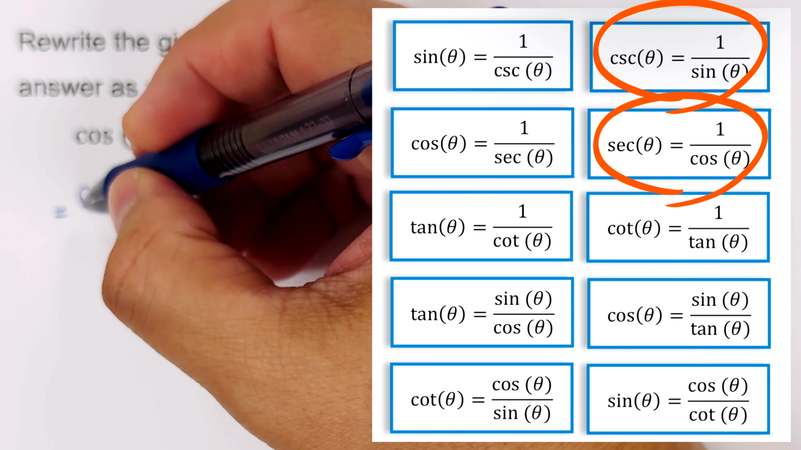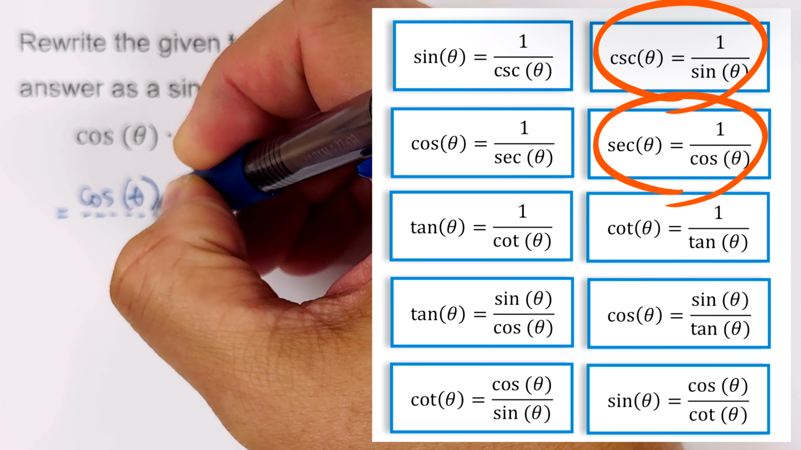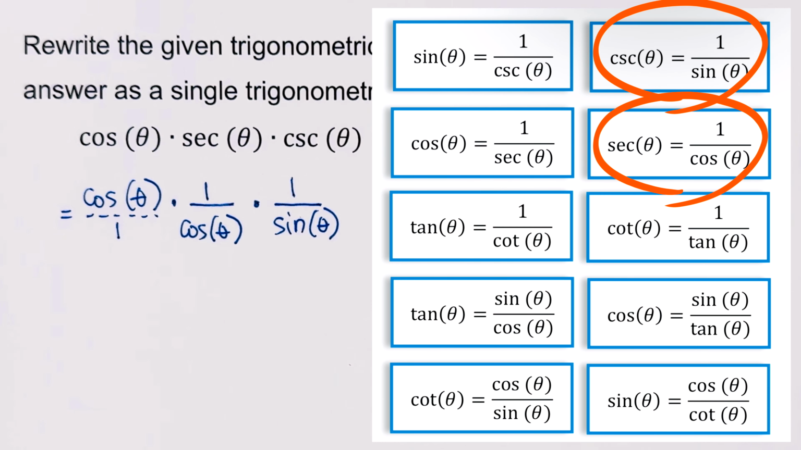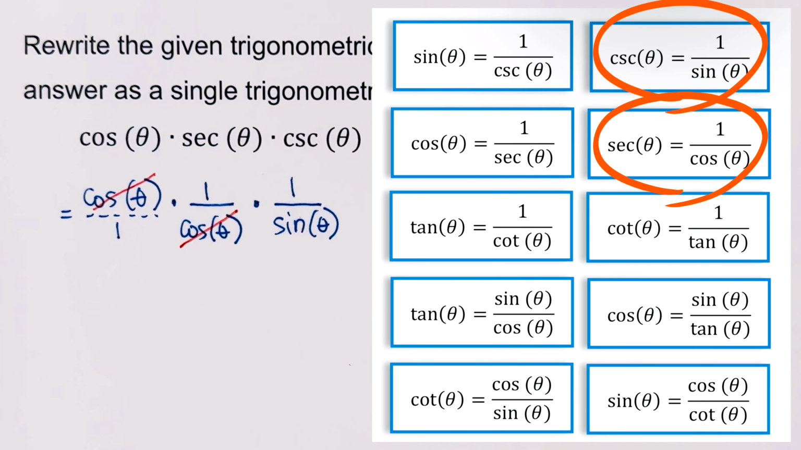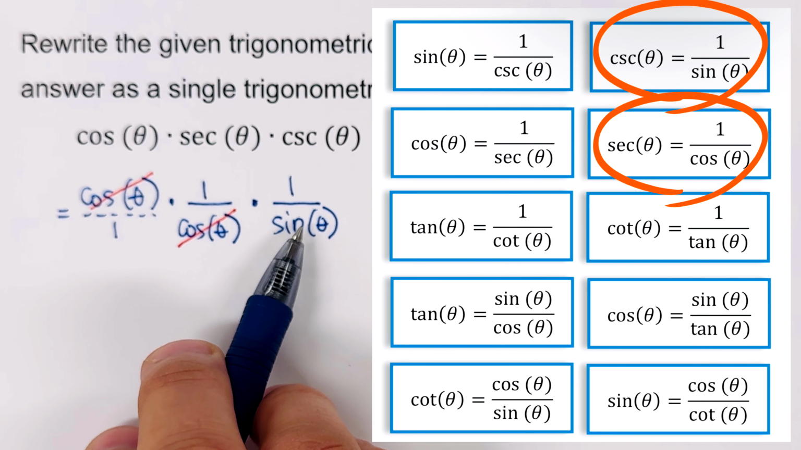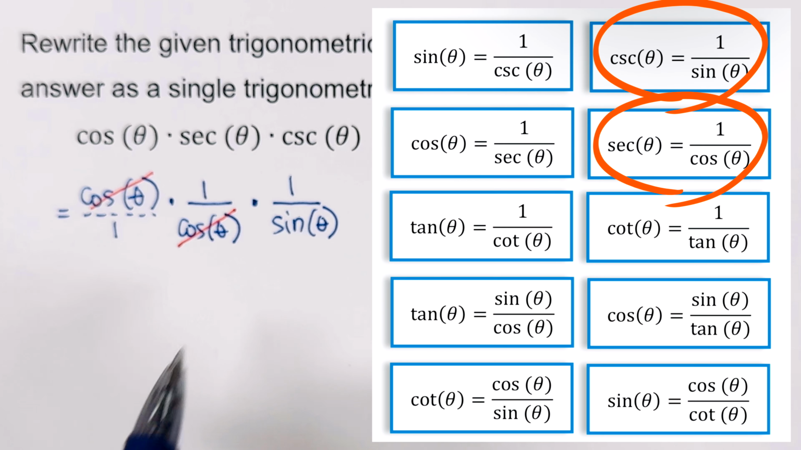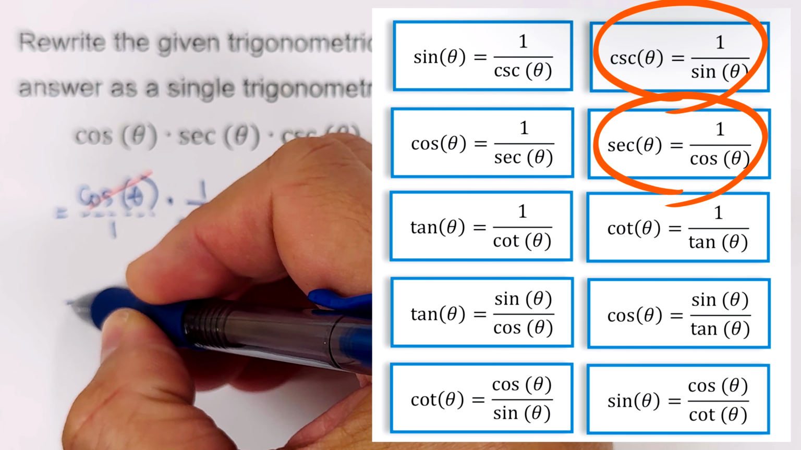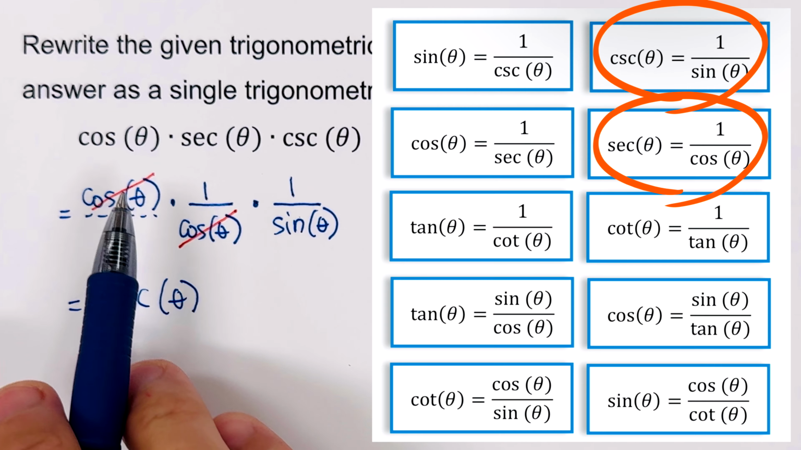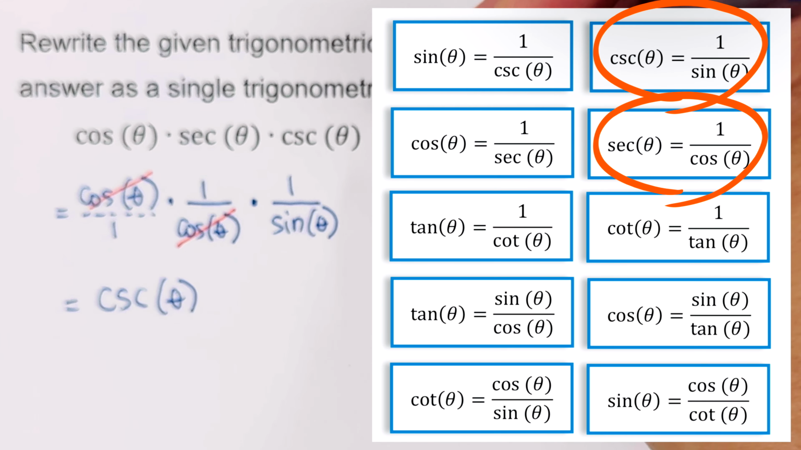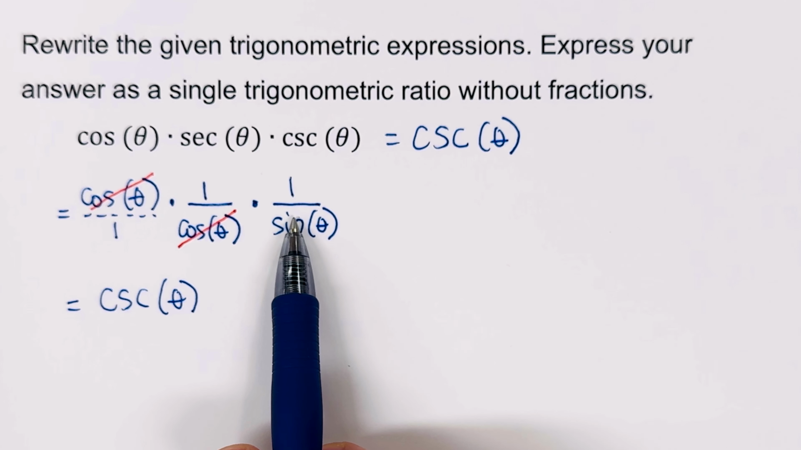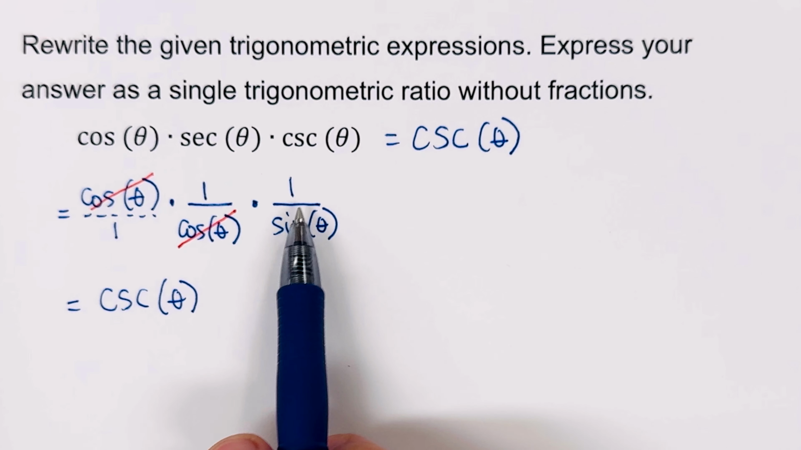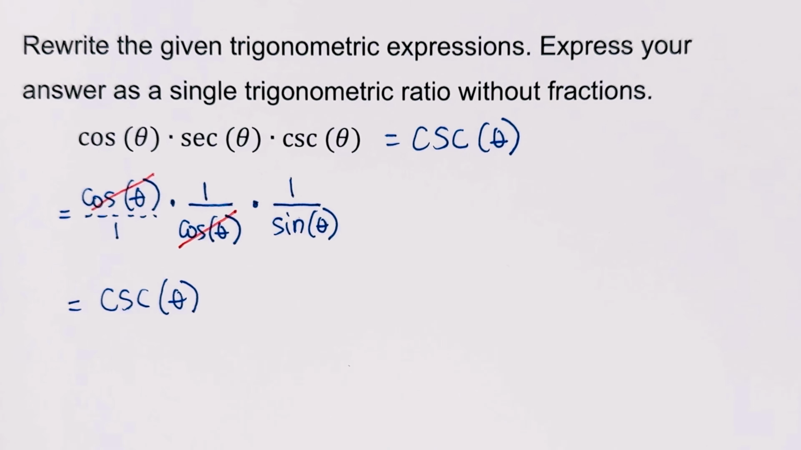This cosine theta right here has an invisible denominator of 1. So we can go ahead and cross out cosine and cosine. So we are left with 1 over sine, which is pretty much cosecant of theta. So this means that this whole thing is cosecant of theta. We cannot have 1 over sine of theta as our final answer because it says here that it shouldn't have any fraction. Now let's have another example.